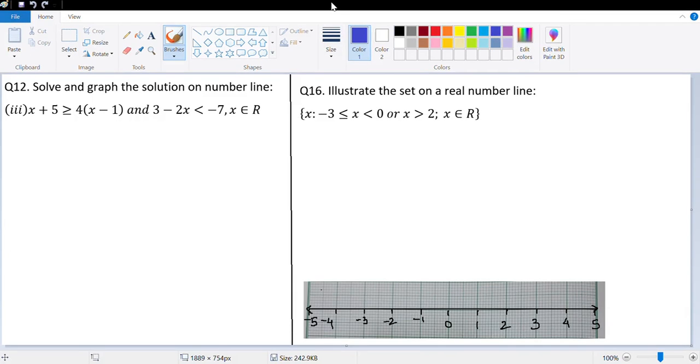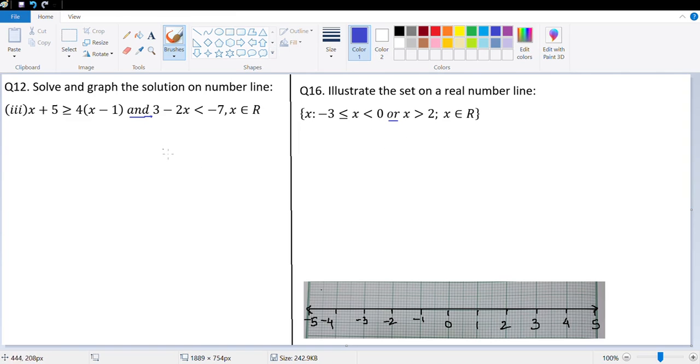Let's look at the next question. The next question is question number 12. It says solve and graph the solution set on a number line. Now this question has "and" in the middle and this question has "or" in the middle. So let's solve them and then understand what is the difference between "and" and "or".